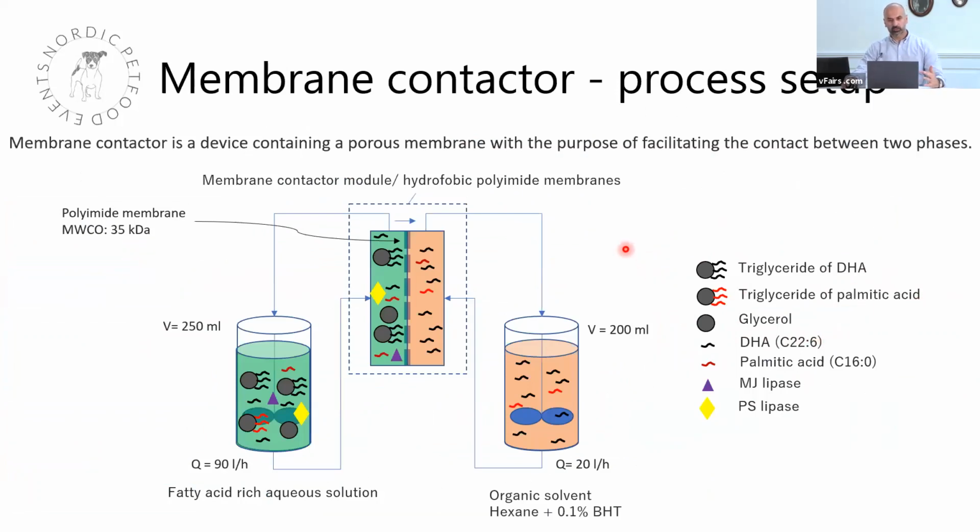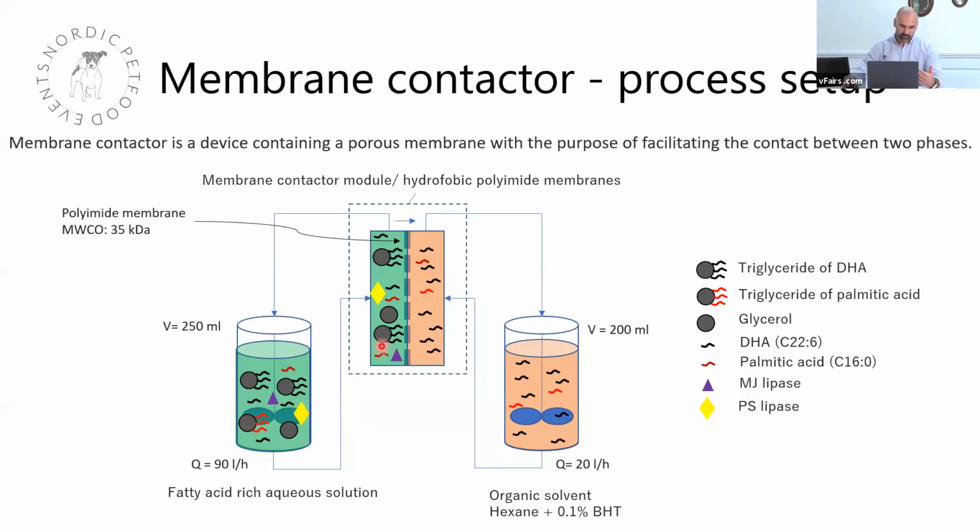Just to illustrate this process, we have this figure here. If we start with the middle, this broken line represents the polyimide membrane. On the left side, we have the aqueous solution. On the right side is the organic solvent. All the hydrolysis happens in the aqueous phase. So there we can have the triglycerides, enzymes, glycerols, DHA.